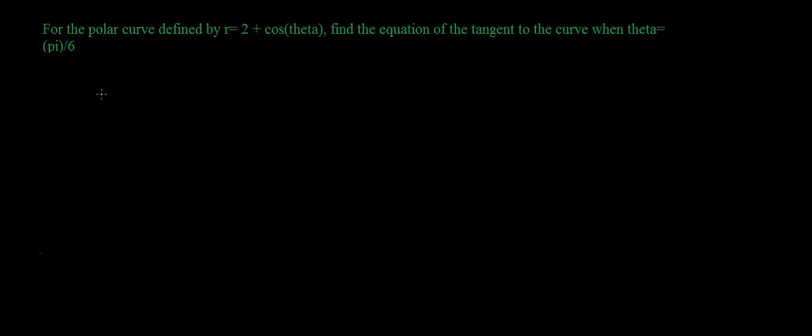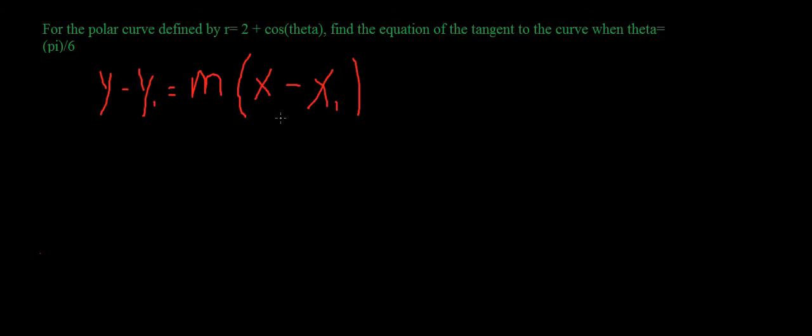the equation for a tangent line at any point is y minus y1 equal to the slope of the function, the derivative of the function at the point we're evaluating, which is pi over 6 for this example, times x minus x1. Okay, and we can interpret this m as dy dx.